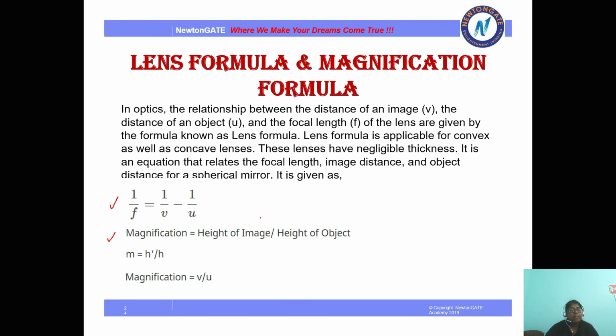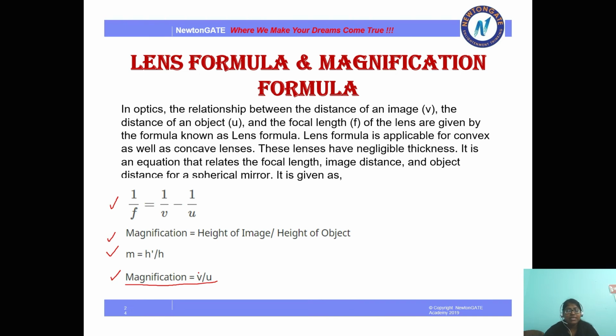The magnification formula remains the same: height of image divided by height of object. It is h prime by h, where h prime is the height of the image and h is the height of the object. Along with that, we also have to remember there is another formula connecting height of image by height of object with image distance and object distance, that is v by u. Remember, in case of reflection, the magnification formula was the same, but there we had a minus sign. Magnification m was equal to minus v by u, but here m is equal to v by u. Remember this one, do not get confused between these two.